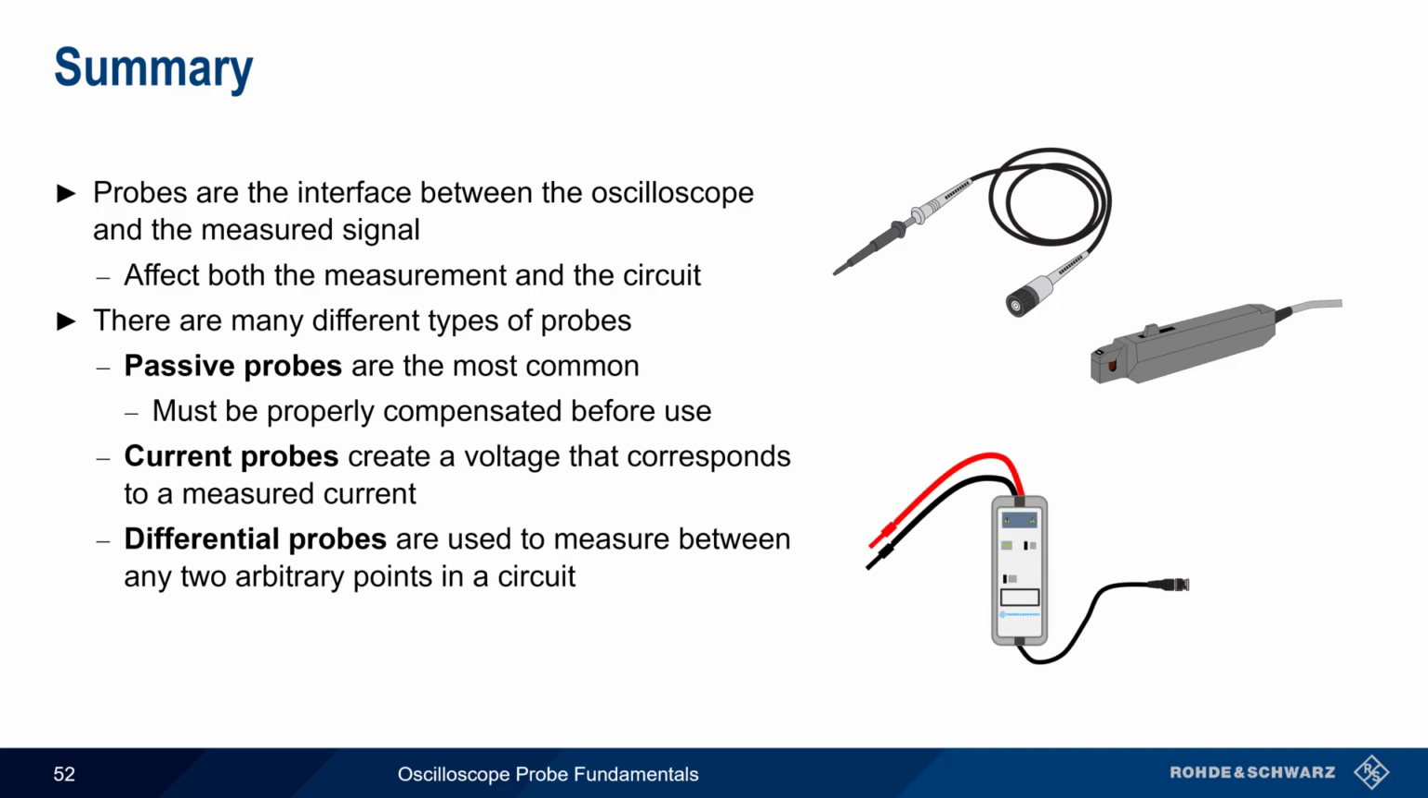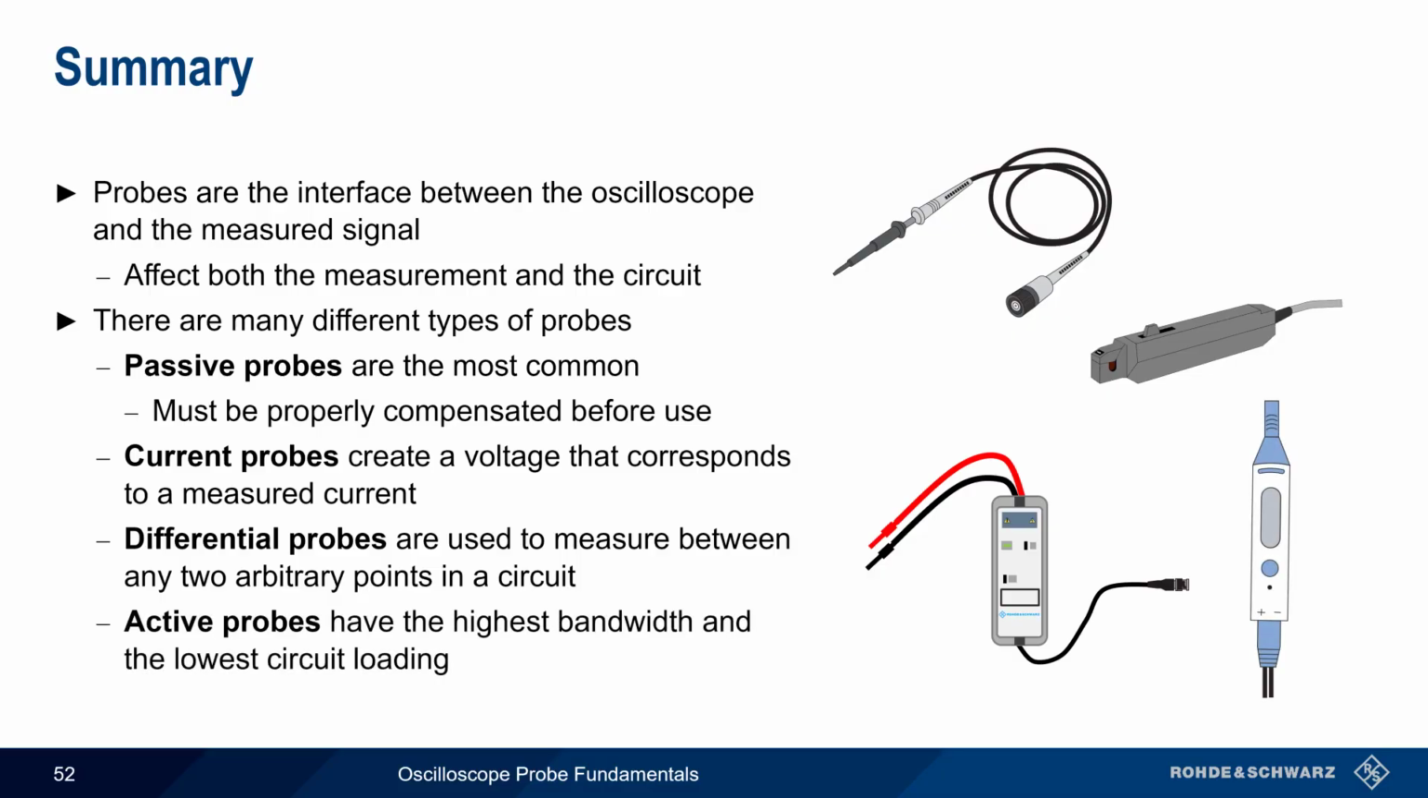Differential probes are used to measure voltage between any two arbitrary points in a circuit. This is different from single-ended passive probes, which are used to measure voltage with respect to ground. And finally, so-called active probes have an amplifier in the probe tip that provides numerous advantages, such as reducing circuit loading, increasing measurement bandwidth, and providing a high offset range.